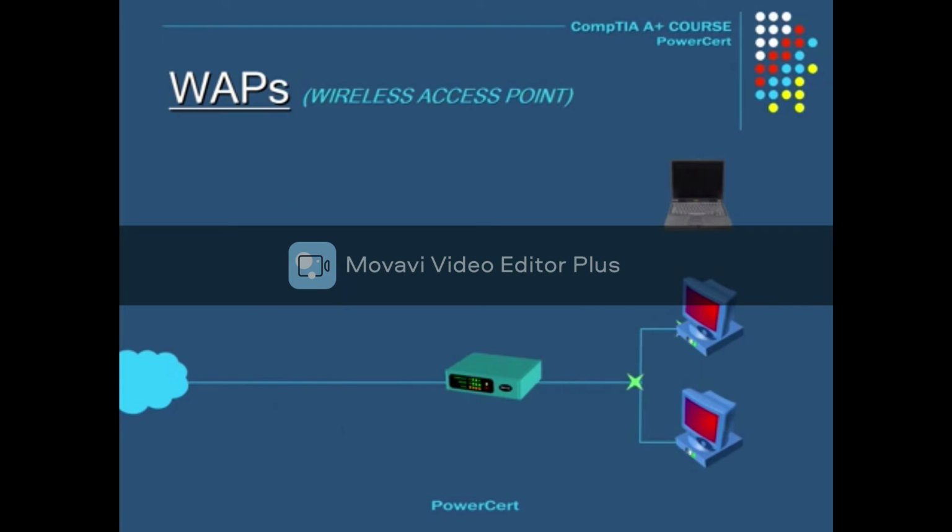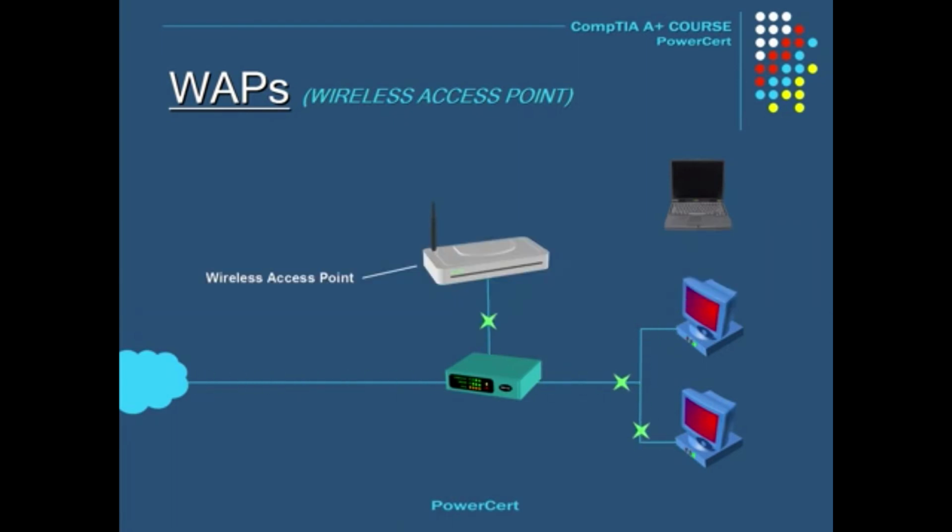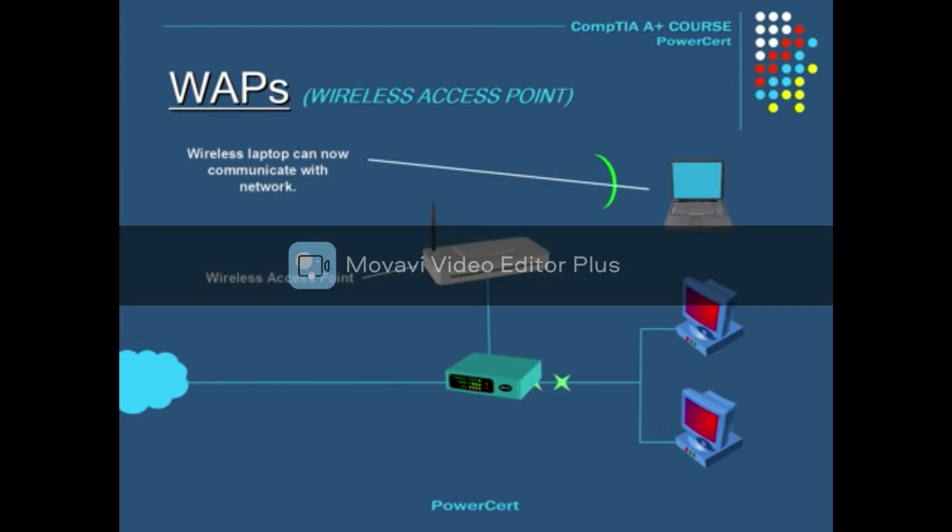A wireless access point is basically a hub that is used by wireless devices. It connects to a wired network and relays data between the wired network and the wireless device for communication purposes. In this illustration, you see a wireless access point wired to a network so the wireless laptop can communicate with the network.